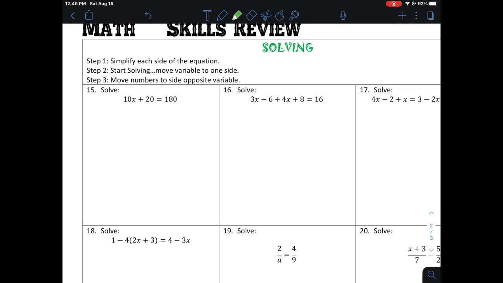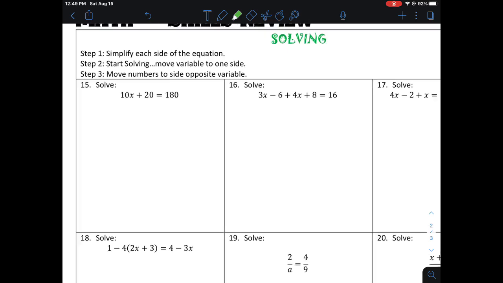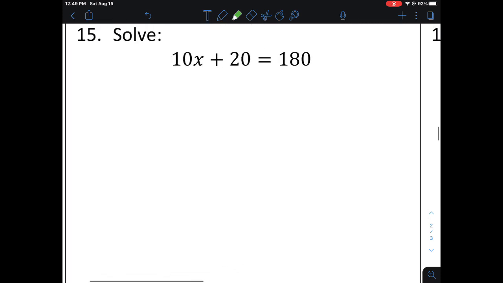All right, let's go down to solving. Step 1, simplify each side of the equation. Step 2, start solving. Move variables to one side. Step 3, move numbers to the side opposite the variables. Let me walk you through that. Sometimes students find it helpful, if they're struggling with solving, to draw this line with the equal sign up and down, because then I know I want to get all my x's to the left of the line and all of my numbers to the right of the line.